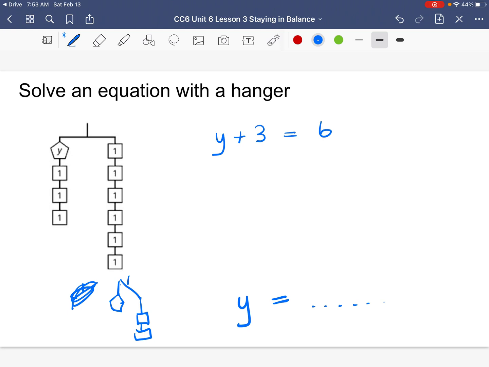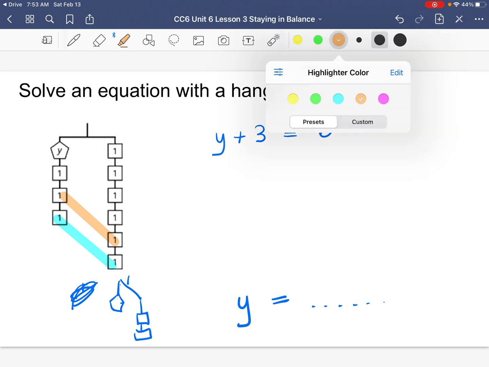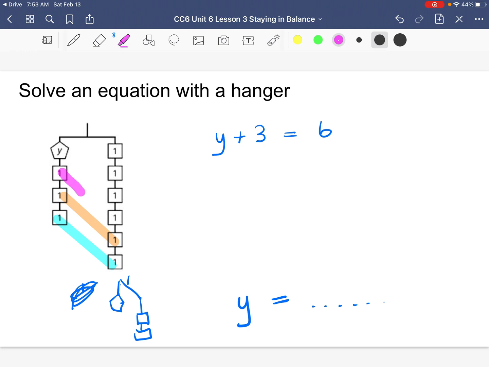So let's start matching them up. We could take these 2 away, and then we could take these 2 away, and finally, to get rid of the last one, we could take these 2 away. And now we're left on the left hand side with just y. So we can say y is equal to whatever is left on the right hand side, and we can count 1, 2, 3. There are 3 ones left. Y is equal to 3.